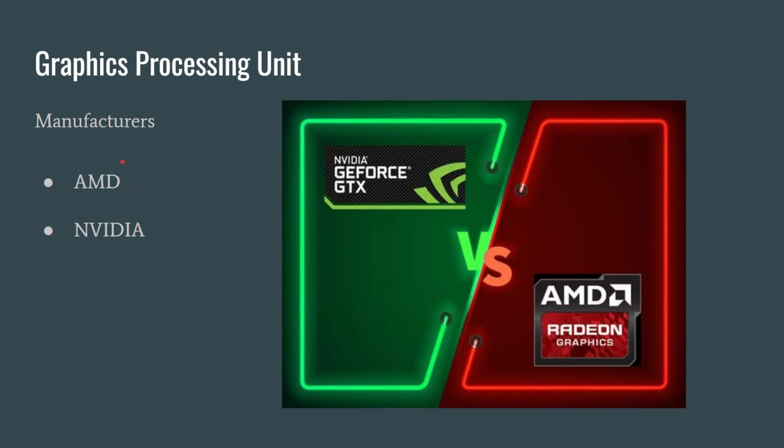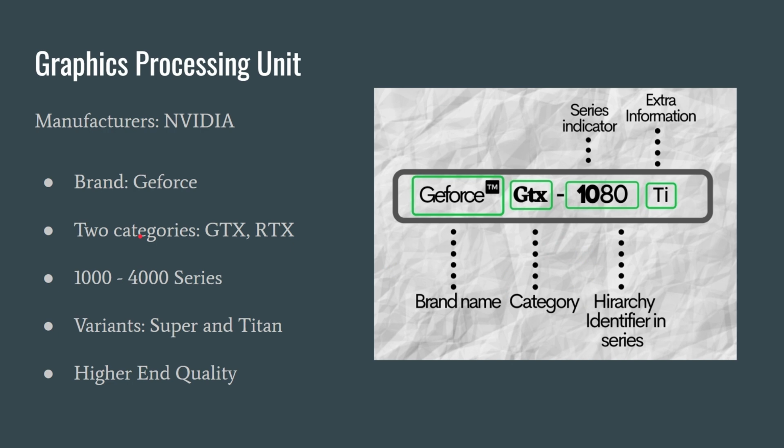So for manufacturers, there's 2 big ones again. We're again dominated by the giants, except this time it's AMD and NVIDIA. So NVIDIA's green, AMD red. And it's another 2 duking it out monopoly sort of situation similar to the CPUs. So for NVIDIA, the brand is GeForce. So you'll see that GeForce before all of their products. And then there's 2 categories. There's GTX and RTX. And the RTX is typically the higher end, whereas GTX is lower end.